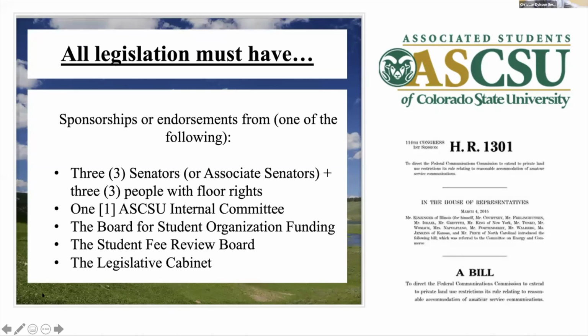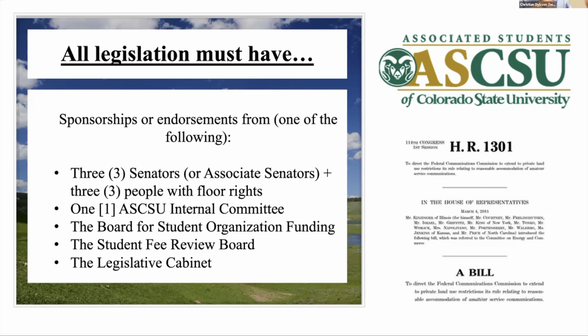So with that, every piece of legislation must have sponsorships or endorsements. As it stands now, it has to be 3 senators or associate senators, and then 3 people with floor rights. So I mentioned floor rights, right? Anyone from the executive branch, anyone from the judicial branch, they all have floor rights. This is kind of put in place in order to build cohesion between our branches.